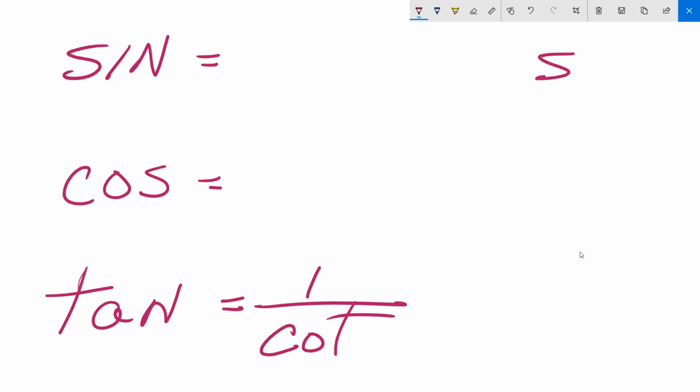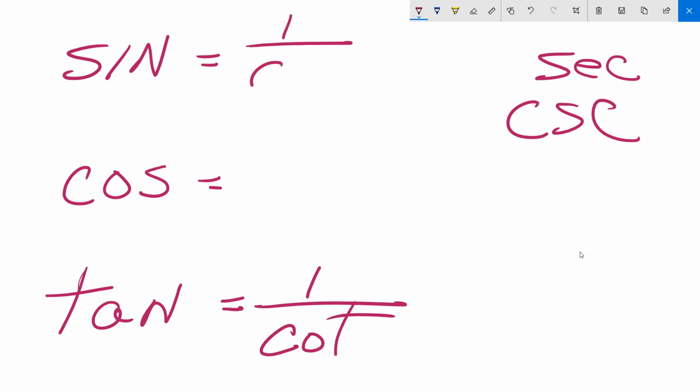Between the secant and the cosecant, which one goes with sine? Always the different letter. Never the same letter. In other words, if I put secant with sine, I'd have the same starting letter. Both of them start with S. So that does not happen.